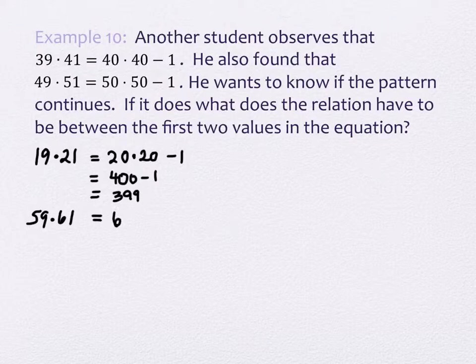All right, let's check this other one. So this would be, if it works, 60 times 60 minus 1. So 60 times 60 would be 3,600, right? Minus 1 would be 3,599. Is that what we get when we do 59 times 61? Okay. So at least if we hold those two conditions steady, it seems to be working, right?